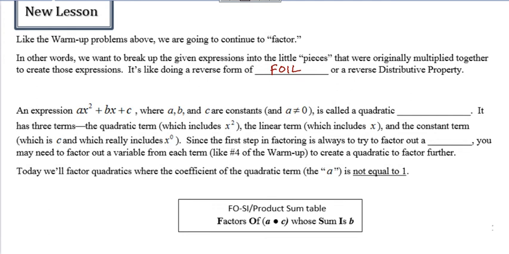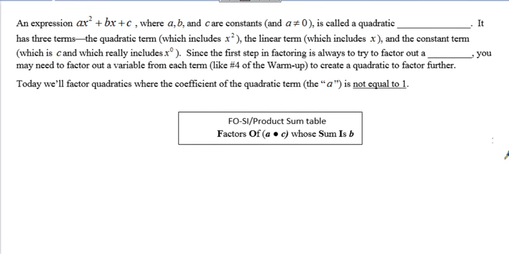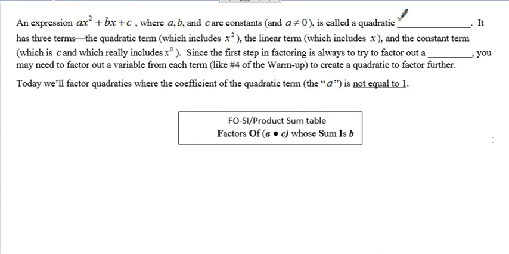So today we'll be presented with expressions in this form, ax squared plus bx plus c. And those a's and b's and c's are going to be presented to us as constants, as numbers. These are called quadratic trinomials. This is called a quadratic trinomial, and you probably remember this term from before. It's 3 terms, right? Trinomial, 3 terms.